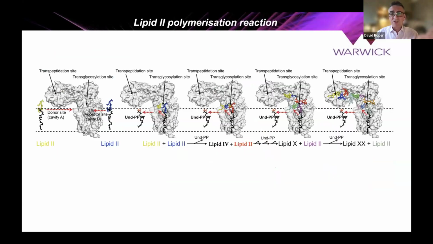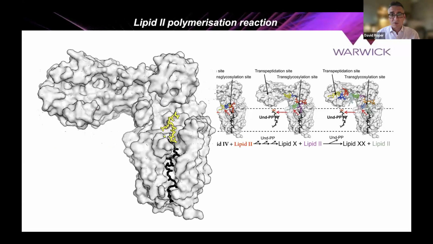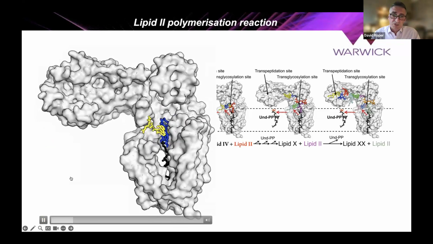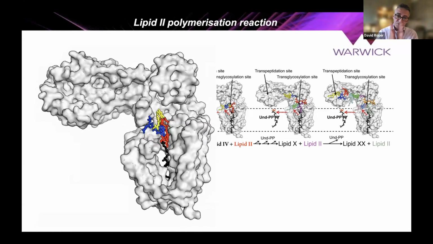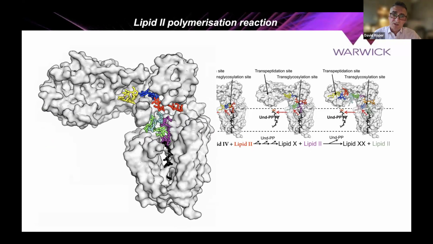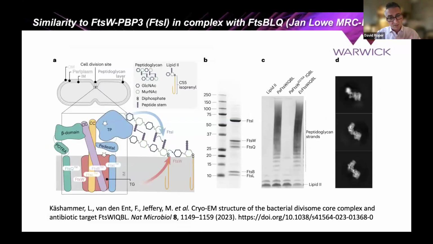We come up with a mechanism, which is in our paper, and for the sake of time, I won't go into that now, but we think we now have a handle on what's going on. And then we have this beautiful little model or simulation of the glycosyltransferase activity. We see movements of the RodA protein as it polymerizes and grows a glycan strand, which snakes out of the active site towards the transpeptidase site.